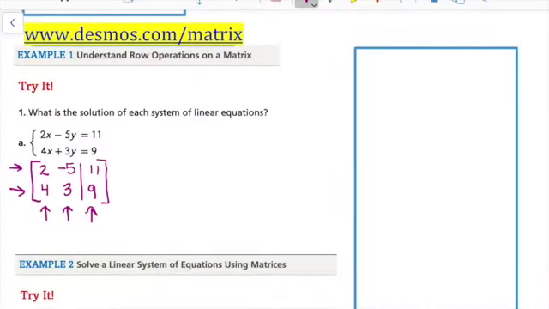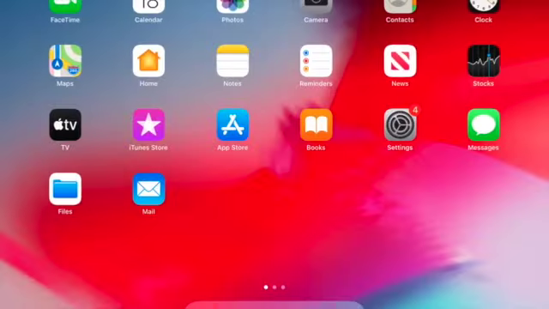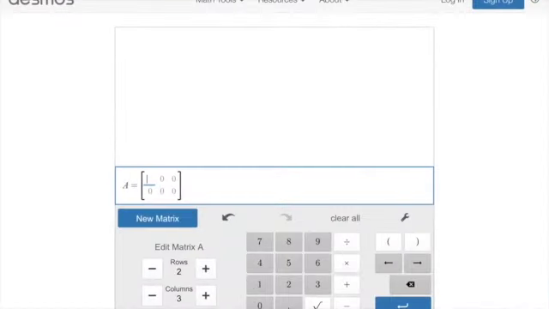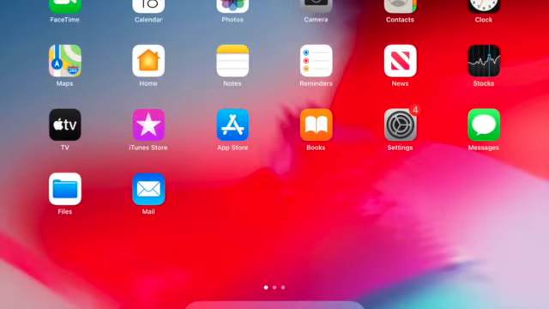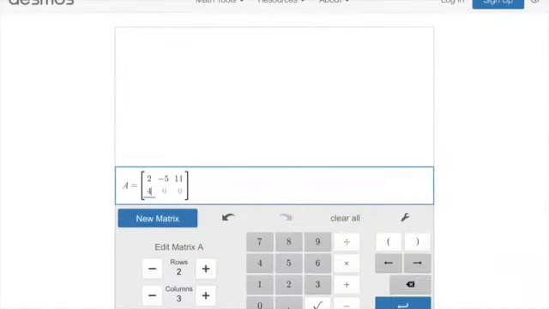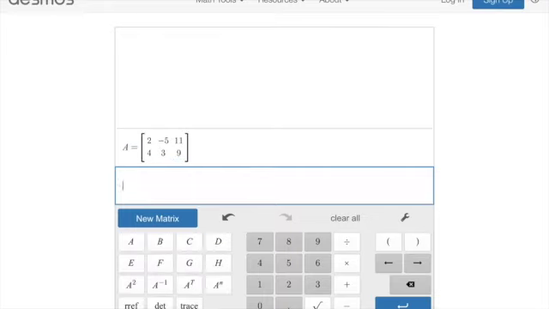Looking at my example, I do not remember my number, so sorry, I'm going to have to flip back again. 2, -5, 11. So 2, -5, 11. One more time, 4, 3, 9. Okay, so notice that that's saved as A.